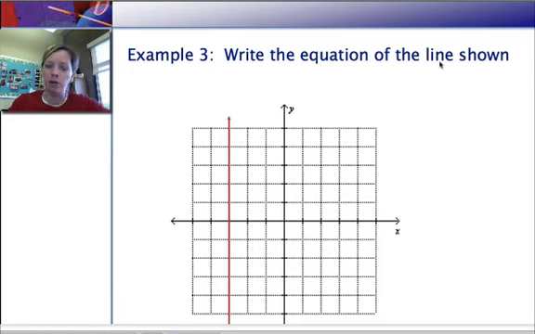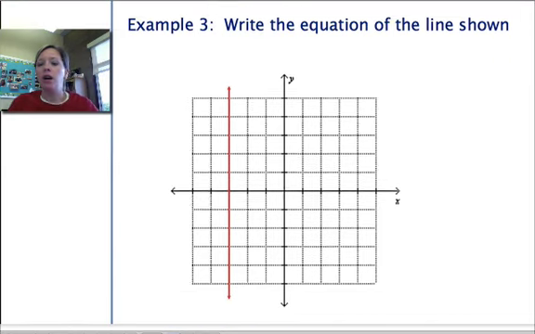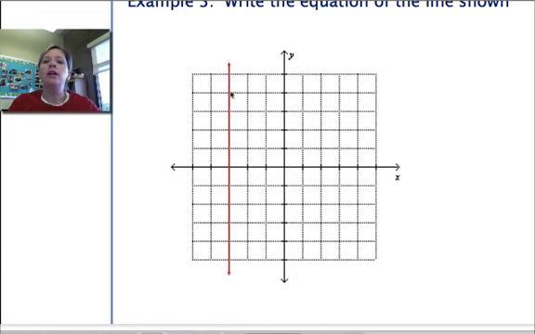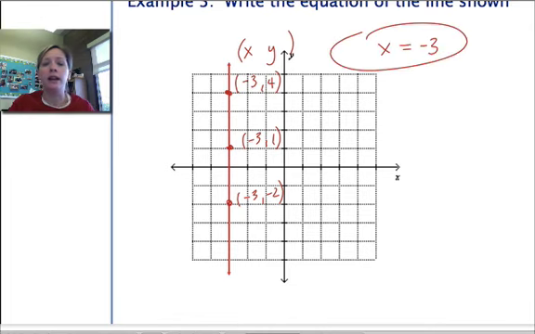Alright, so what if I give you a line and I say what's the equation? A great little strategy here is to find 2 or 3 points on the line and write their coordinates. So this one was back 3 and up 4, so that coordinate would be negative 3, 4. Right here, that was back 3 and up 1, so that's negative 3, 1. This one is back 3 and down 2, so that's negative 3, negative 2. You can already see which value is never changing. The x value is never changing, so that means this equation has to be x equals negative 3.